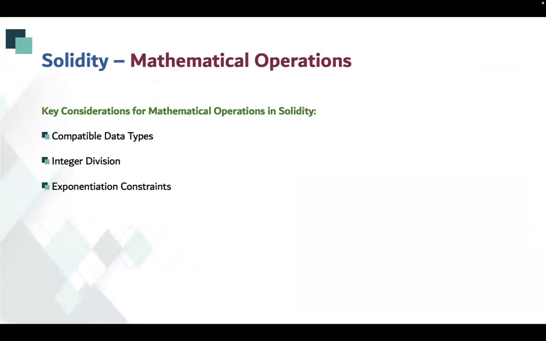As you can see, these operations are straightforward, but there are some important details to keep in mind. First, ensure that the data types of the operands are compatible with the operations. For example, you cannot directly add an integer to a string. Second, when dividing integers, the result will always be an integer. Any fractional part is truncated. Third, the exponent operation is only available for unsigned integers. So keep these in mind.